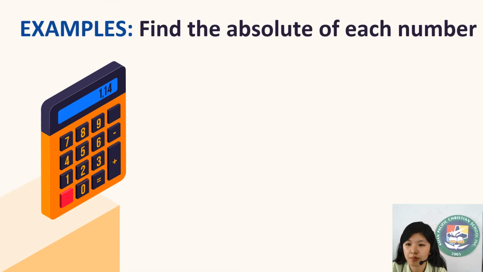Next, we have examples. Find the absolute value of each number. We have example number 1, the absolute value of negative 2/3. So, since sinabi natin kanina, the absolute value of a number is never negative, kung ano yung nasa loob ng absolute or dalawang bar, ay i-write lang natin. So, we have negative 2/3 and that will be positive 2/3.